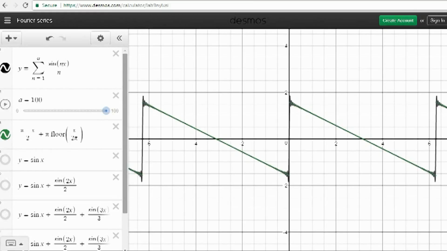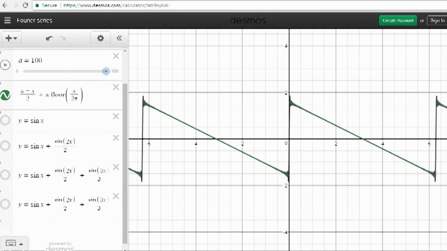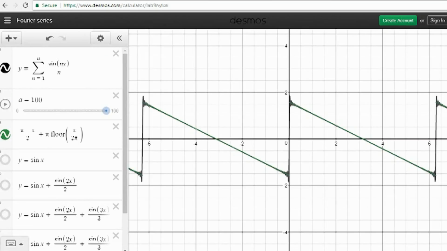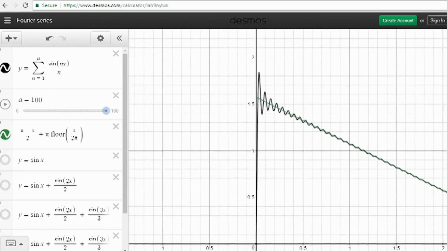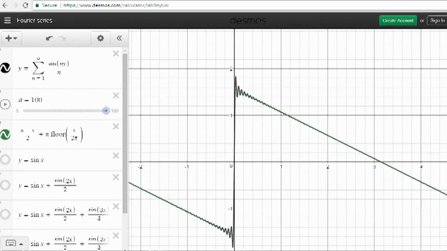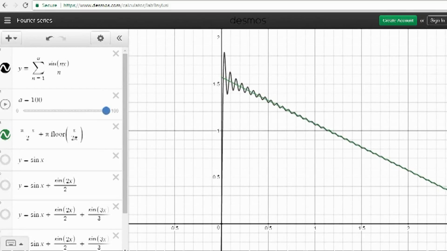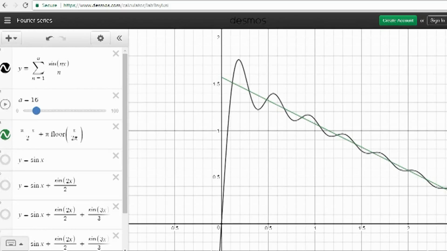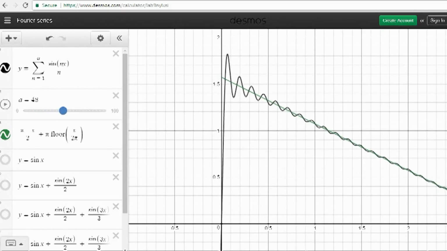Okay? Cos terms are 0 and sine terms are non-zero, and for this sawtooth waveform we find that the coefficient of the sine wave comes out to be 1 upon n, or 1 upon k. Here again, what you notice is as the number of terms increases, the waveform tends towards the original sawtooth waveform, but an interesting thing may be noted near the discontinuity. I'll zoom in on this discontinuity, and you notice that as I increase the number of terms, the ripples go on compressing towards the discontinuity.